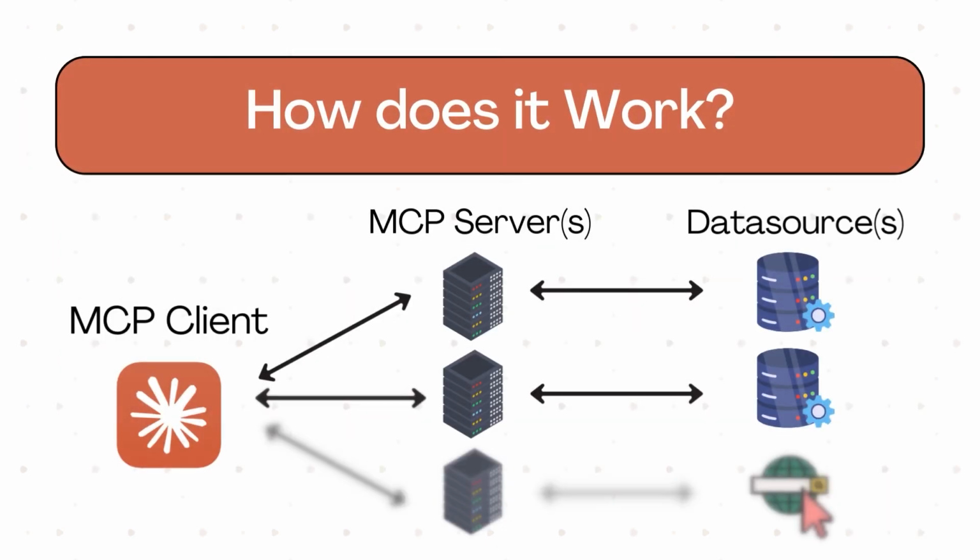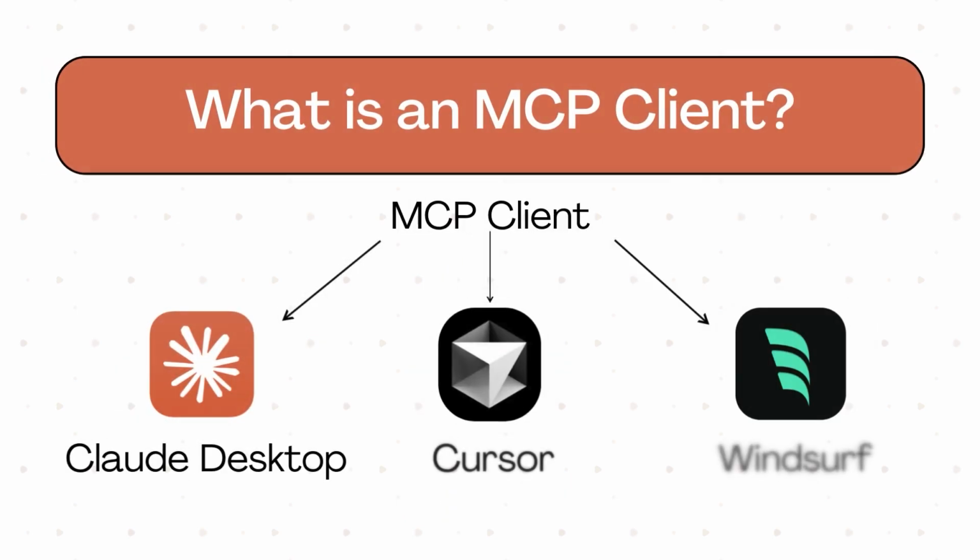So how does this work? Well, MCP follows a client-server architecture where the host application can connect to multiple servers. Well, what is an MCP client? It's simply a program like Claude Desktop or Cursor that wants to have access to data through the Model Context Protocol. And this protocol maintains a one-to-one connection with MCP servers.